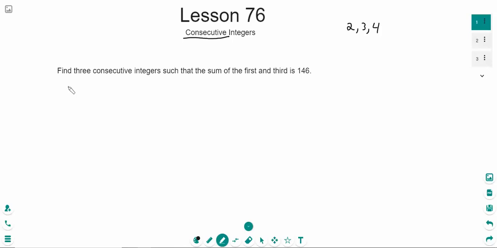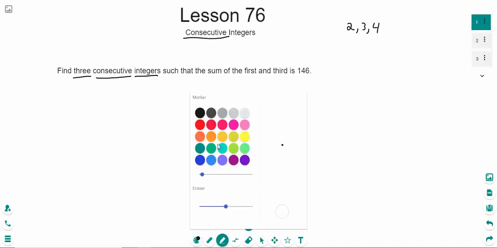Okay, so the key to all of these problems is really the setup. If you can get the setup down, the rest kind of falls into place. Okay, so the first thing we need to recognize is that we're dealing with 3 consecutive integers. Those 3 words there are super important. That's kind of the foundation for this entire problem. All right, we're dealing with 3 consecutive integers. We don't know what they are. So we are going to give them a variable name.